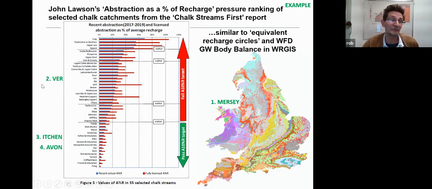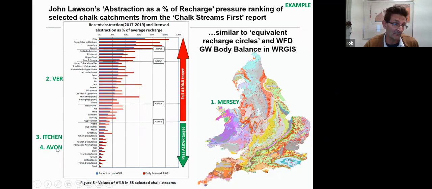I've then got something from John himself from one of his much simpler models for the Ver, which is up here. And then my two main examples that I've worked on mostly in the last 2 or 3 years are the Itchen and the Avon down here, and the Test indeed. And the point is here that these are really quite a long way down the list of sort of pressures.